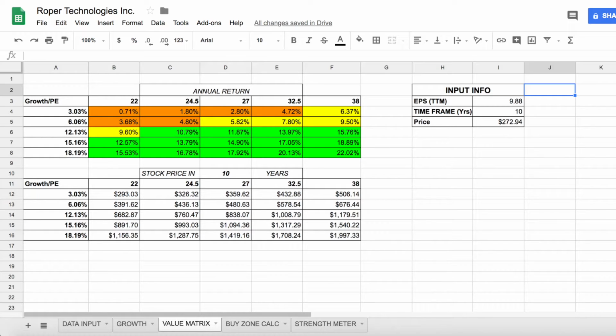And in the best case scenario, if they grew at just over 18% per year for 10 years and they had a PE of 38, you would earn a return of 22% per year for 10 years, which is about 8 times your money.